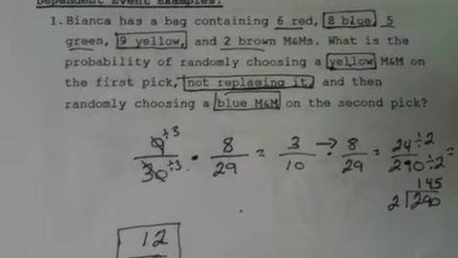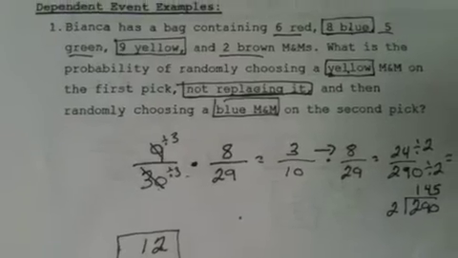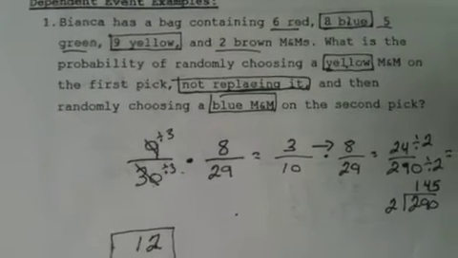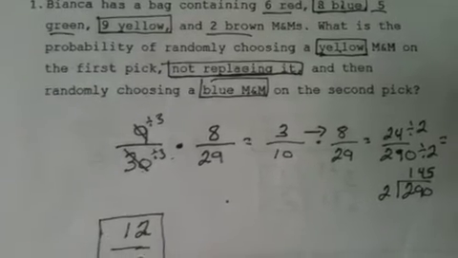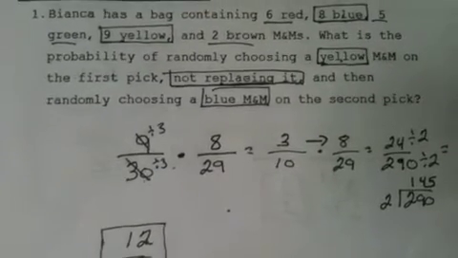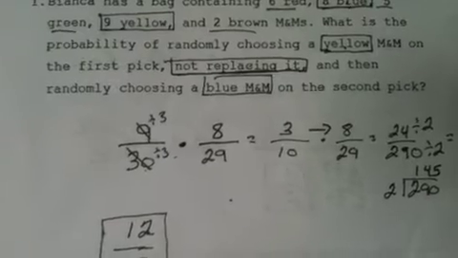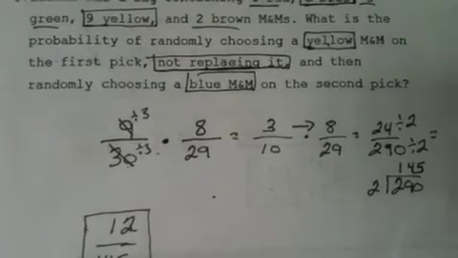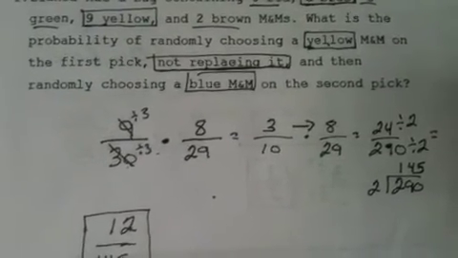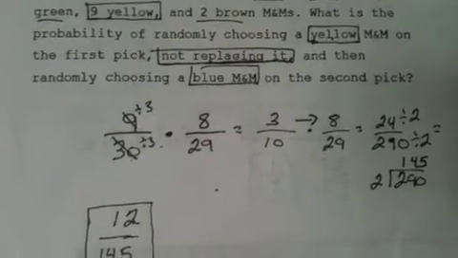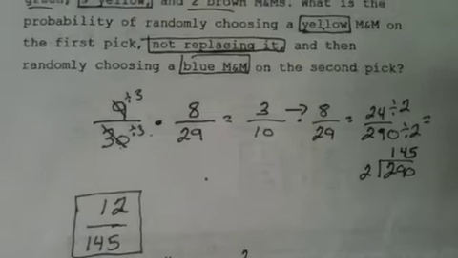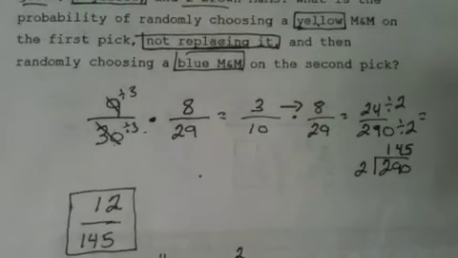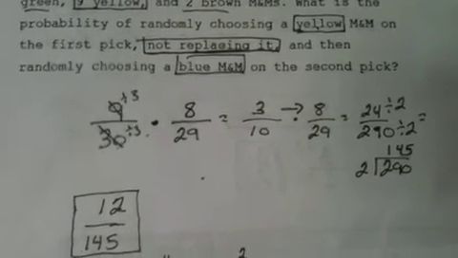The second probability says randomly choosing a blue M&M, and there are 8 blue M&Ms. Now with larger numbers, it's going to be easier if you can simplify. 9 over 30, we can divide the 9 by 3 and the 30 by 3. So if you notice to the side, I wrote the 9 becomes a 3, and the 30 becomes a 10. Now we're going to multiply our ratios, multiply our events. 3 times 8 is 24. 10 times 29 is 290.